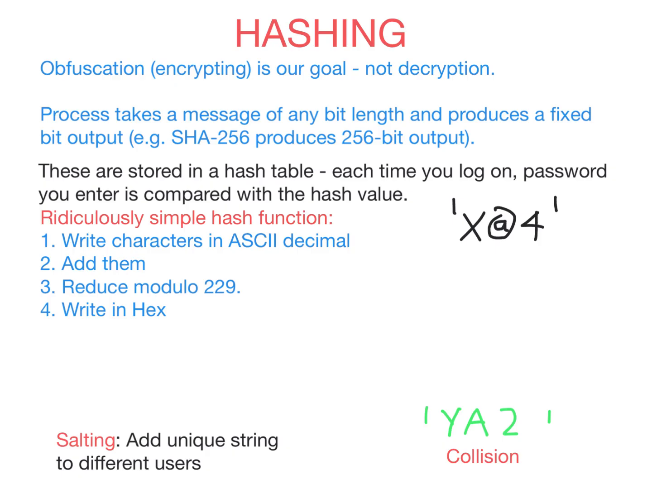Now, what the servers do at places like the bank, they have these things called hash tables. They might have millions and millions of entries, and every single time you enter your password, it compares it with the hash table. If they match, you're granted access. If not, you're locked out. So this process of hashing takes a message, like a password, and always produces a fixed bit output. The output is always the same length, regardless of how long the input was.